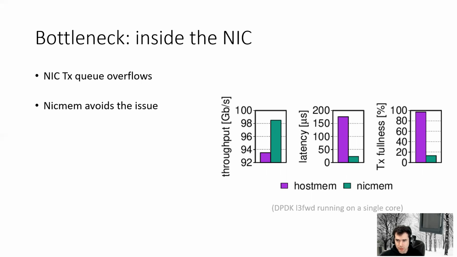Now, Nicmem avoids this issue because its packets, which consist of only headers inside the host memory, consume less space in a bottleneck buffer inside the NIC. You might think that this is a bug, but NVIDIA engineers confirm that the issue is real and it is unlikely to get fixed, as NICs are not built to provide line rate with a single queue.